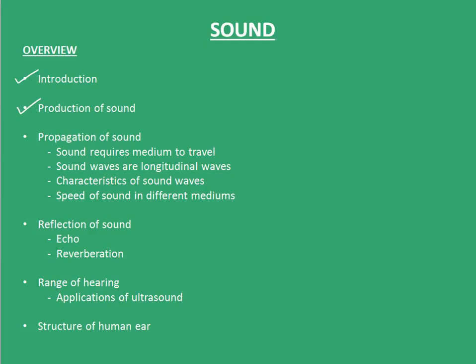After we have learned how sound is produced, we will look into how sound waves propagate. The subparts of which includes that sound wave requires a medium to travel, sound waves are longitudinal waves, characteristics of sound waves, and speed of sound in different mediums. We will look into all of these, which will be followed by reflection of sound, which covers important topics like echo and reverberation. Then we will go into range of hearing, which has applications in ultrasound. And in the end, we will conclude this chapter with structure of human ear.